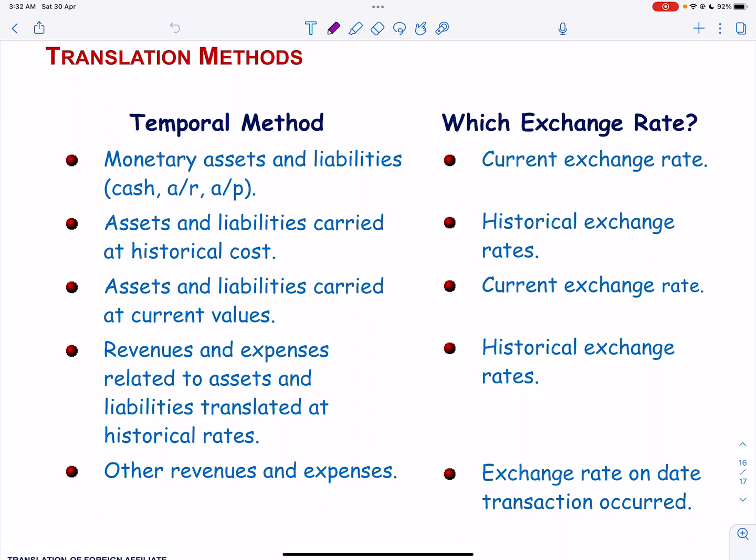So we have explained the current rate method and the temporal method. We have also explained the use of remeasurement and when we use the translation method. I repeat, when using the translation method, use the current method. When using the remeasurement method, use the temporal method. Finally, let us solve a question on identifying the functional currency.